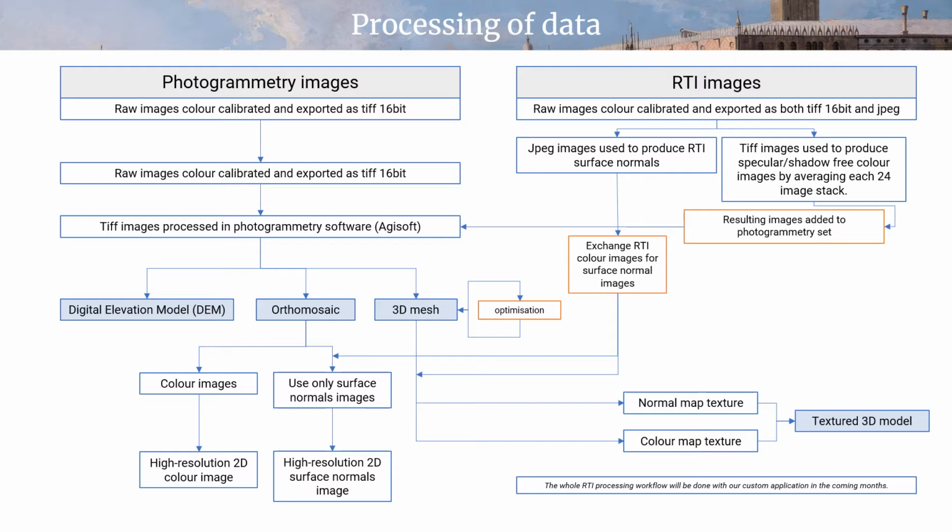On the right, the RTI images are exported as both JPEGs and TIFFs. The JPEGs were processed with the well-known RTI builder, and then each normal map was exported from each RTI set with the RTI viewer. The TIFF images are used to produce an image with average color from each RTI set. These are then incorporated into the photogrammetry set for processing, so they are registered and calibrated. This allows later in the process to either use the color images to process color textures, or the RTI normal maps to produce mosaicked normal maps.